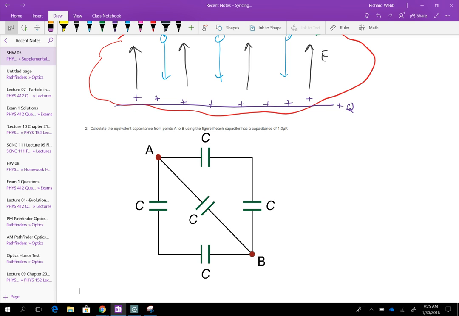Calculate the equivalent capacitance from points A to B using the figure if each capacitor has a capacitance of 1 microfarad. Okay, so what's your key idea here? Capacitance, but circuits, like using parallel or series. Okay, now we're getting there. We're going to do adding capacitors in series and parallel.